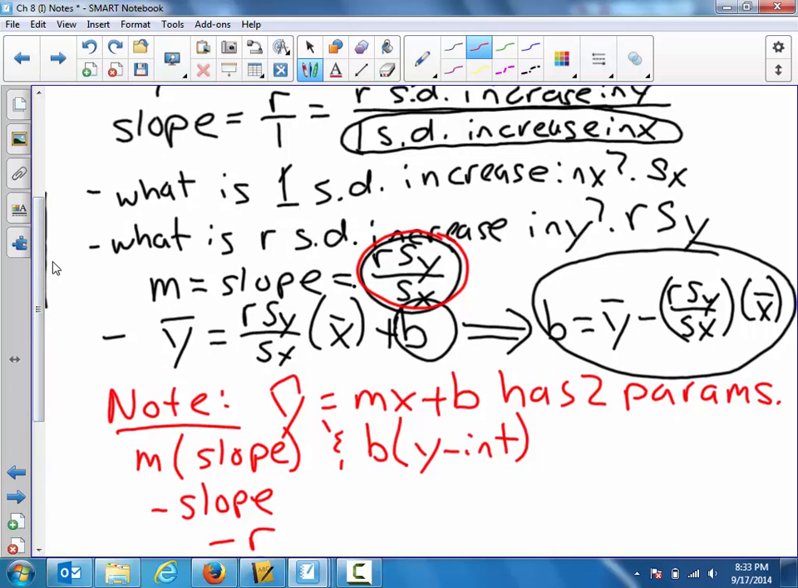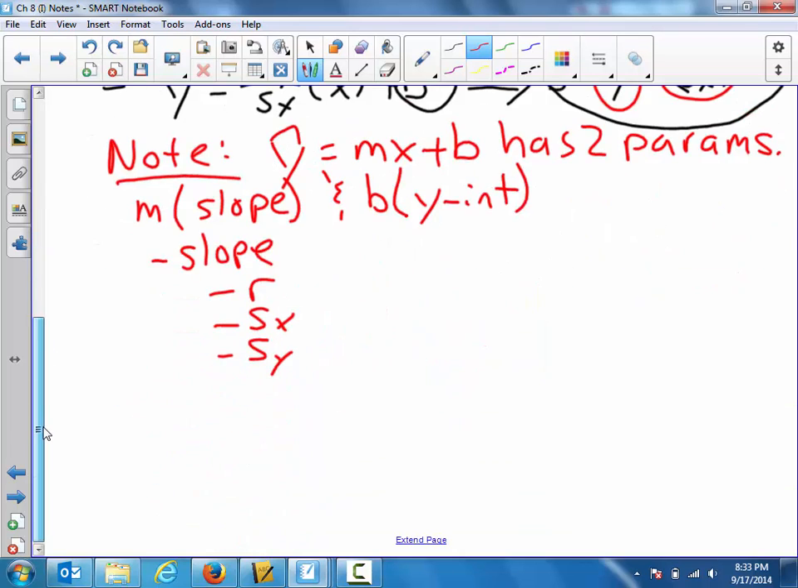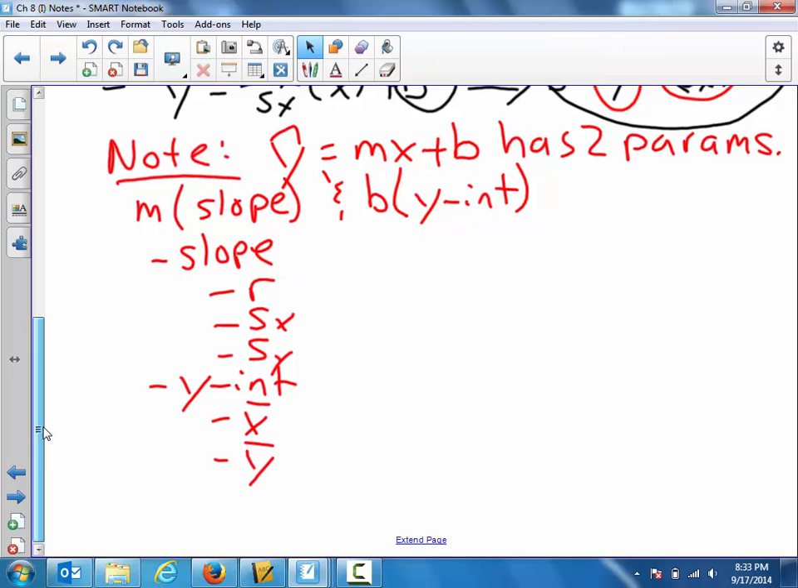Similarly, to find your y-intercept, you need all those things we had just mentioned to get your slope, but you also need the mean of y and the mean of x. Again, for your y-intercept, to get the mean of y and the mean of x, you're again just using 1-bar stats. That comes from the same source.